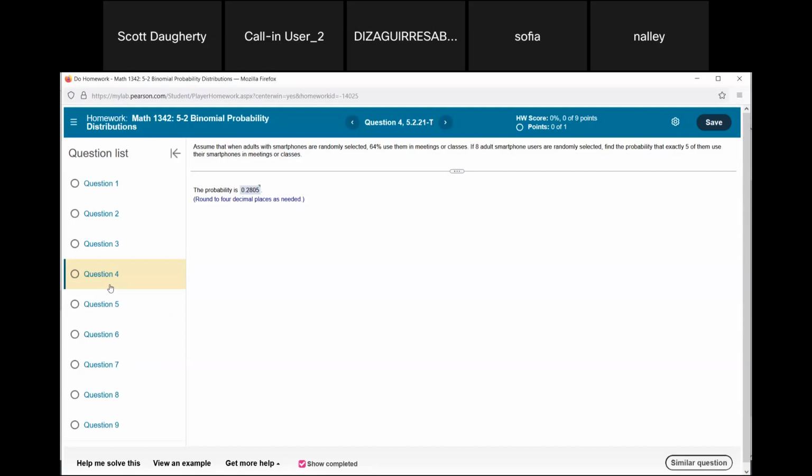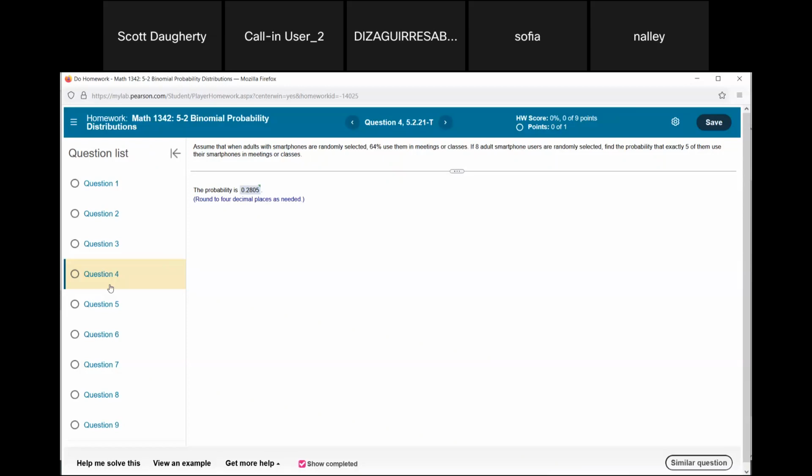So this next problem says, assume that when adults with smartphones are randomly selected, 64% of them use them during meetings or classes. So this is a fact about the population at large. We know that if you look at the entire population of smartphone users, 64% of them use them during meetings or classes. Okay, so that's a fact about the population. That percentage is not going to change for this particular problem.